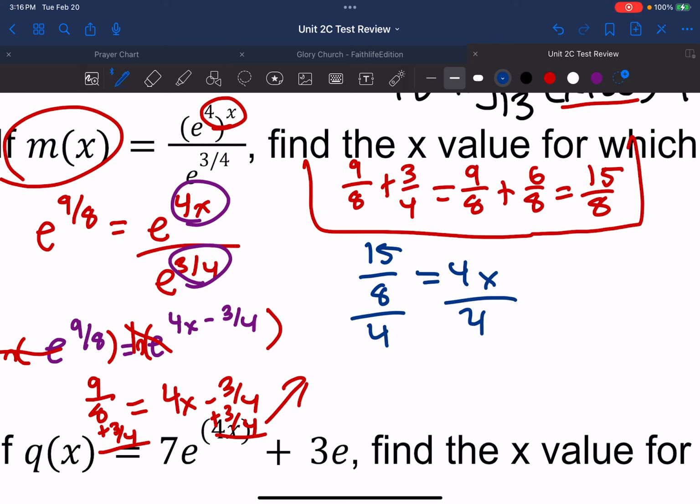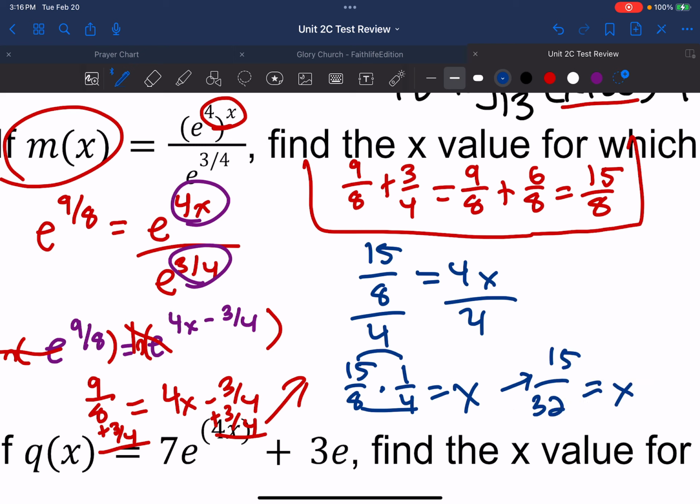To do this, you can think of it as keep, change, flip. I'm going to keep it as 15 over 8, change it to multiplication, and instead of dividing by 4, I can multiply by 1/4. That equals x. I multiply the tops and the bottoms together, the numerator and denominator. And that gives me 15 over 32 equals x.